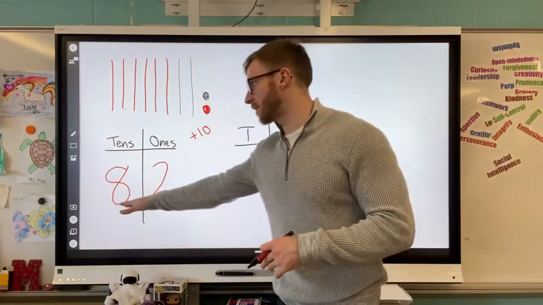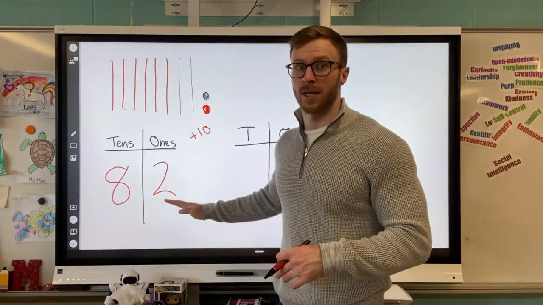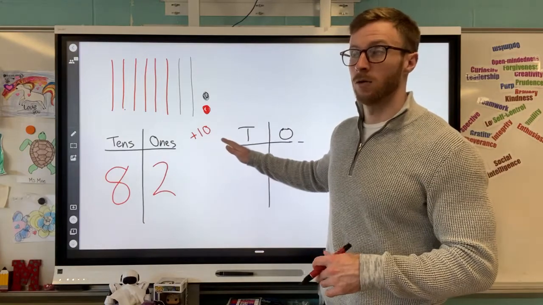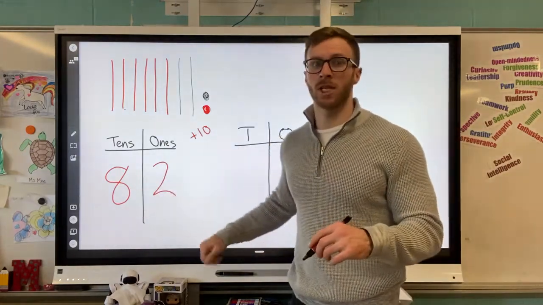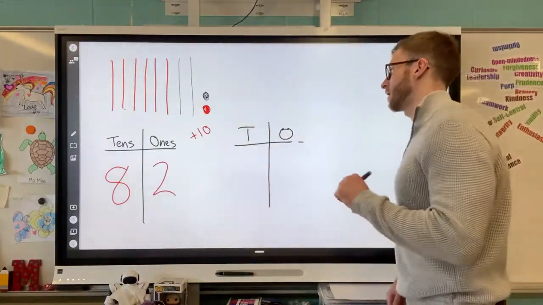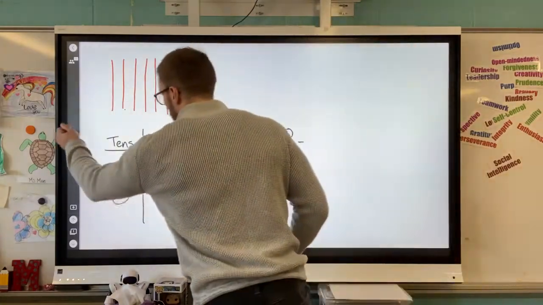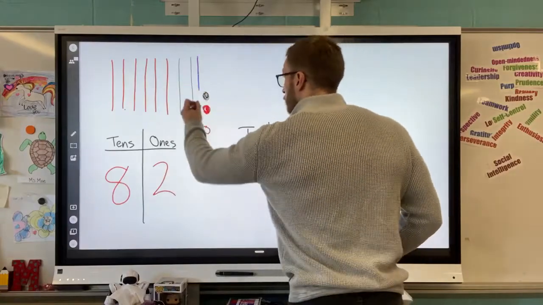Do you think our tens digit is going to change or our ones digit is going to change? If we're adding 10, do you think our tens digit is going to change or our ones digit? Okay, so let's see if you're right at the end. So I need to add a 10. So I'm going to make it a totally different color now so we know. I'll make it purple. And I'm going to add one group of 10 in here.